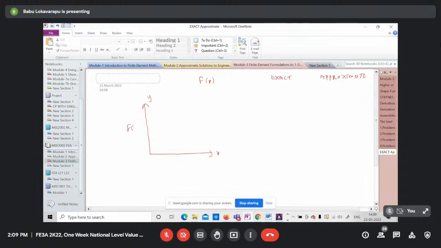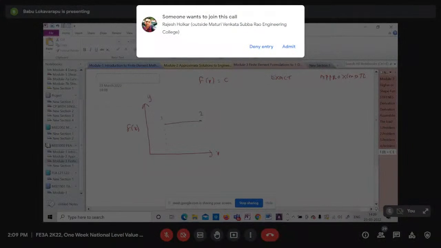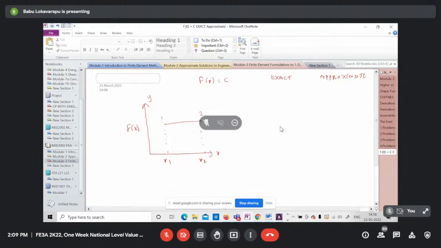Let us say in one case, you have a simple function. I have function f(x). This function is a very simple case. f(x) equal to c is a very clearly defined and simple function, and let us say this is x1 and this point is x2. What I want to do is find out the area under this curve. That is a simple thing. So how to find out the area under this? This I can find out easily by integrating.